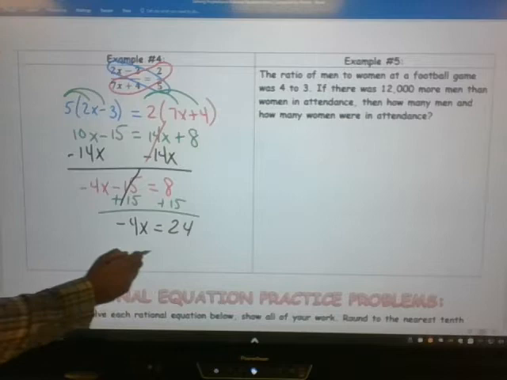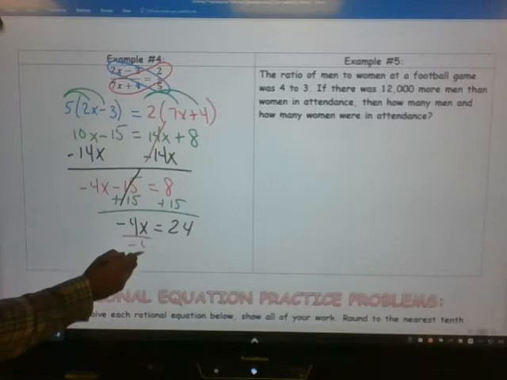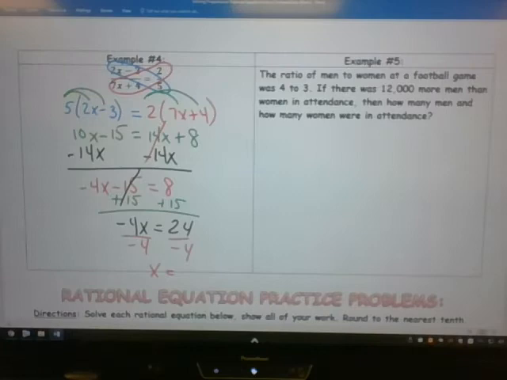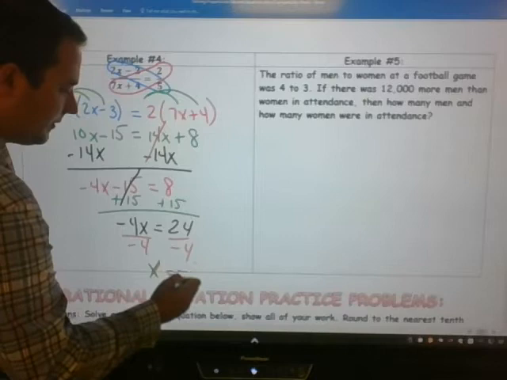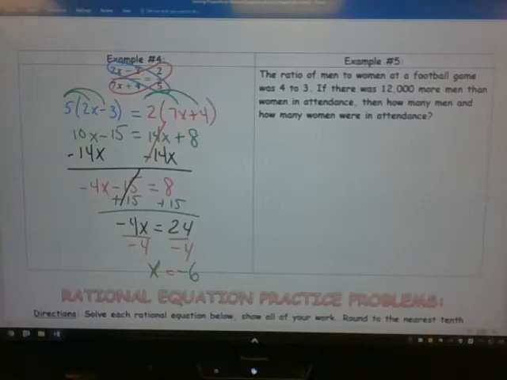Okay, now our next step will be to divide both sides by negative 4. And we get x equals, let me change color. So we get x equals 6. So the answer here would be negative 6. If you wanted to check your answer, use a calculator. This would then, on the left side, give you 2/5 if you substitute negative 6.